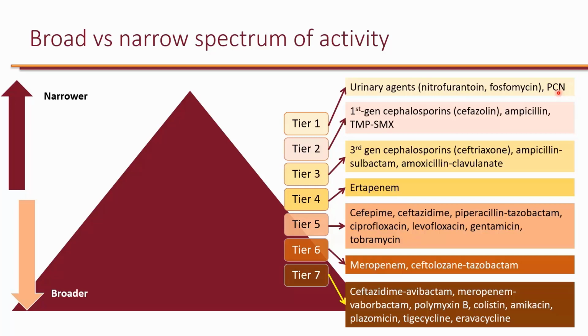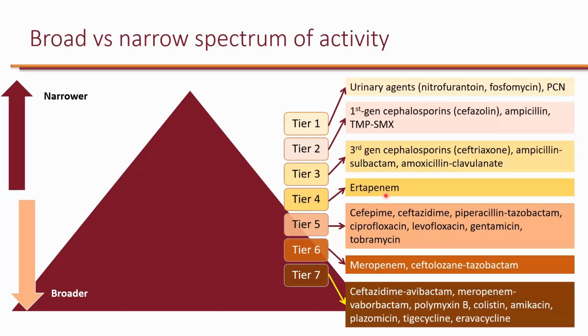Tier 2 includes first generation cephalosporins such as cefazolin. It also includes ampicillin and trimethoprim sulfamethoxazole or Bactrim. So tier 2 is more likely to cause collateral damage compared to tier 1. Now tier 3 includes third generation cephalosporins, ceftriaxone, as well as antibiotics that cover anaerobic organisms such as ampicillin-sulbactam, and amoxicillin-clavulanic acid. So tier 3 is more likely to cause collateral damage and infections due to Clostridioides difficile compared to tier 2 and tier 1. And tier 4, which includes ertapenem.